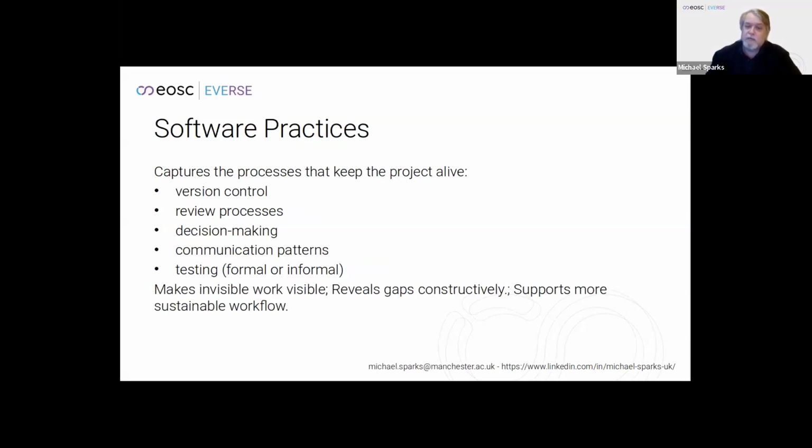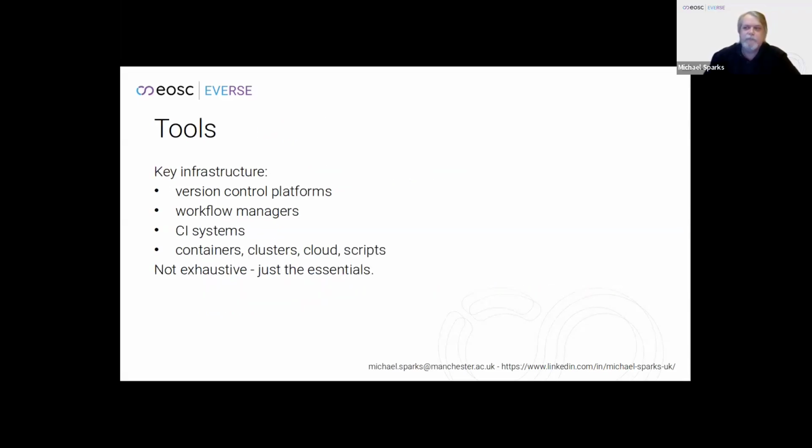Software practices. This is where you capture the processes that keep the software alive. How do you manage code? Do you use version control? Do you review changes? Do you test things? How do you communicate? Many research groups do far more than they think here, but it's often informal or habitual. It doesn't get written down. This section can help make that invisible work visible and make people go, oh, that's why I'm overloaded, I'm doing all this other stuff as well. And if there are gaps, and almost all projects have gaps, it helps you notice them in a constructive way.